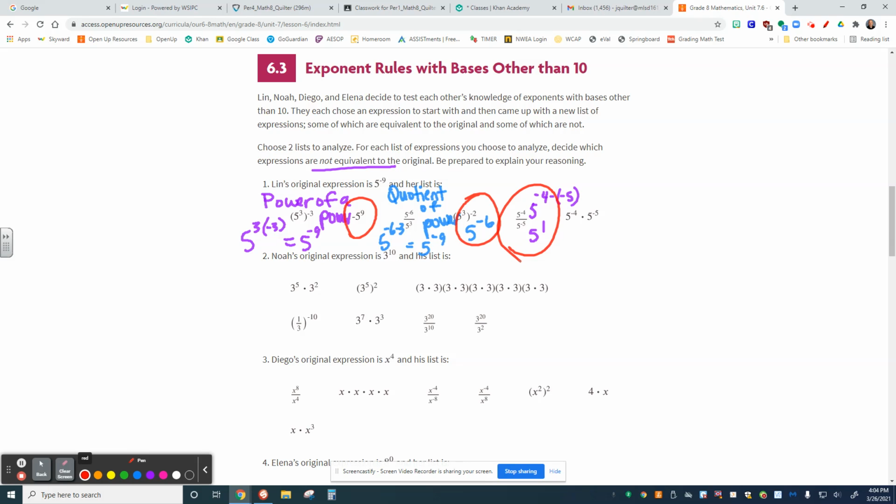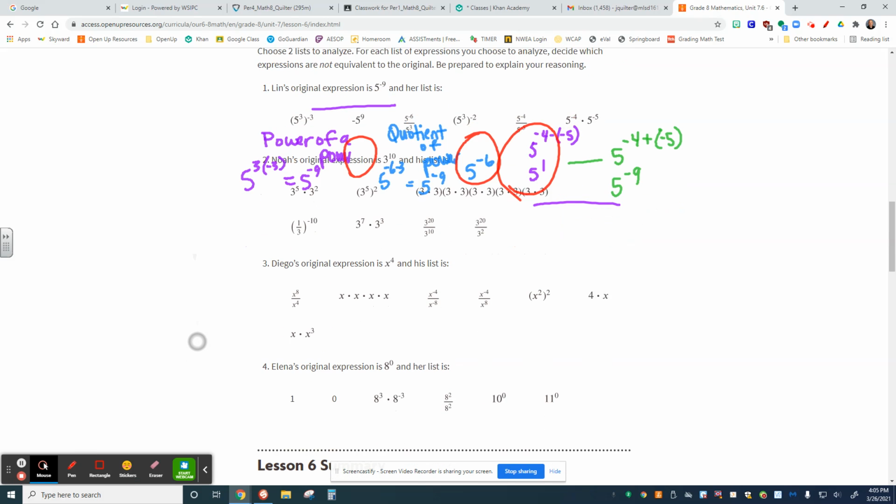The last one is what we call product of powers. And under product of powers, we're taking the product of two bases that are the same. And so we can take their exponents and add them together. And negative 4 plus negative 5 is negative 9. So this one's also good. The ones circled in red are not true. The ones that are out there and about, they are good to go. So we've just reviewed the rules. Let's go ahead and see if we can go through this a little bit quicker now.